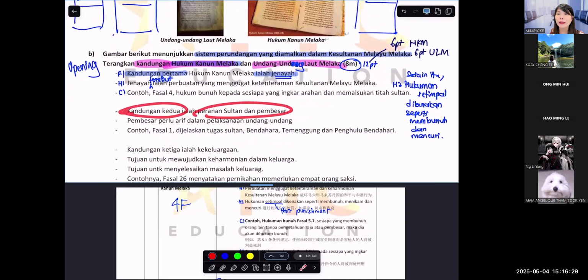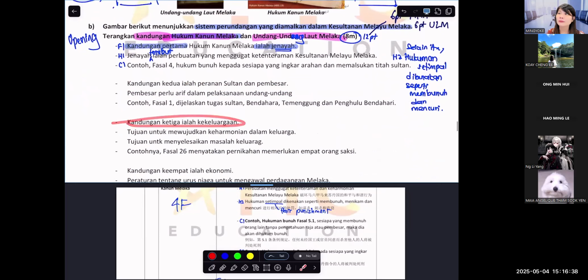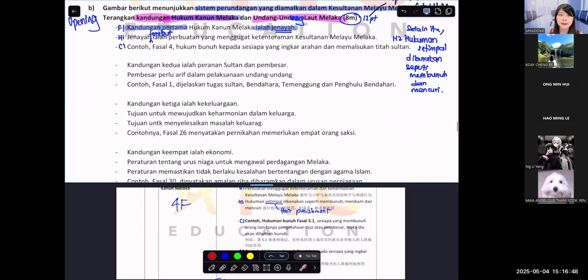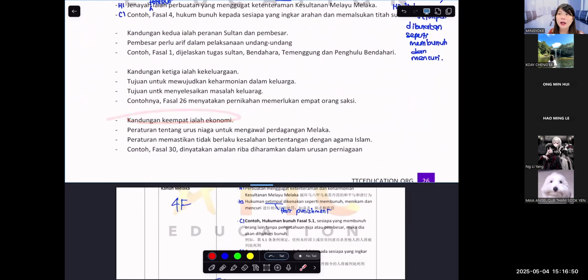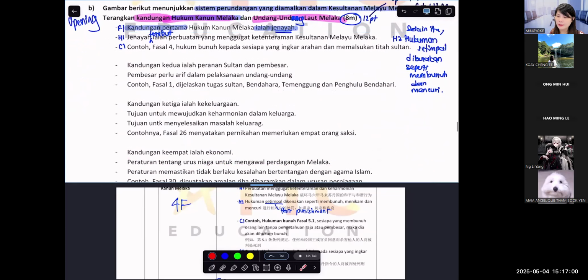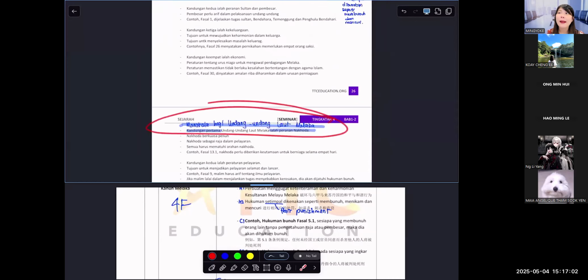Kandungan kedua, peranan sultan dan pembesar. Pembesar perlu arif dalam pelaksanaan undang-undang. Kandungan ketiga ialah kekeluargaan. Kekeluargaan tersebut bertujuan untuk mewujudkan keharmonian dalam keluarga. Kandungan keempat ialah hal berkaitan ekonomi. Kandungan tersebut merupakan peraturan tentang urus niaga untuk mengawal perdagangan Melaka. All those lah.